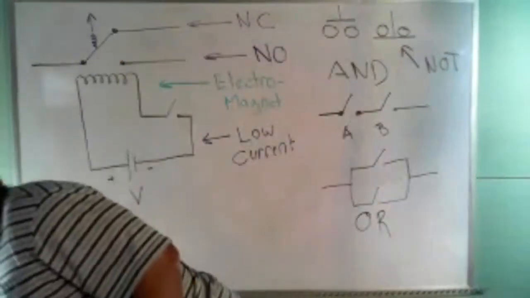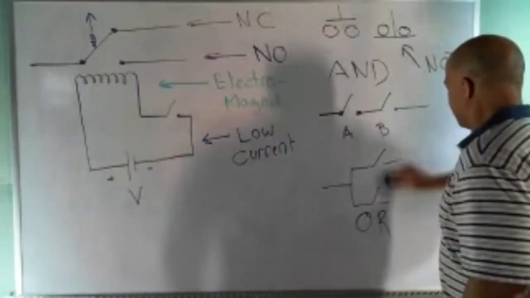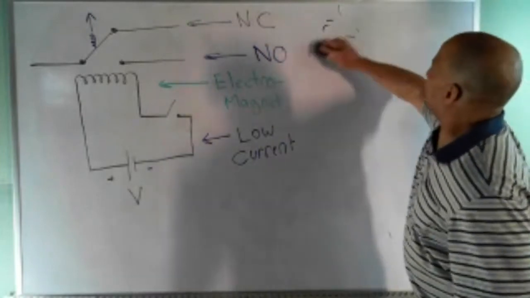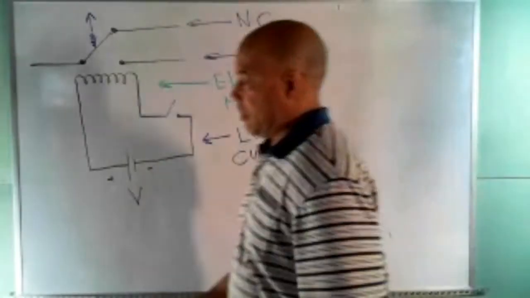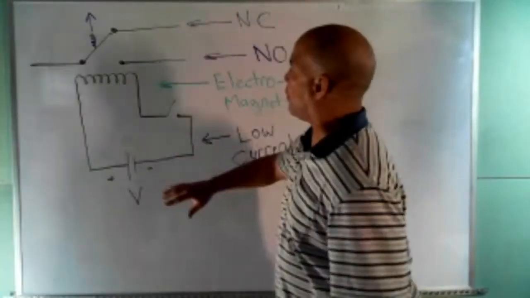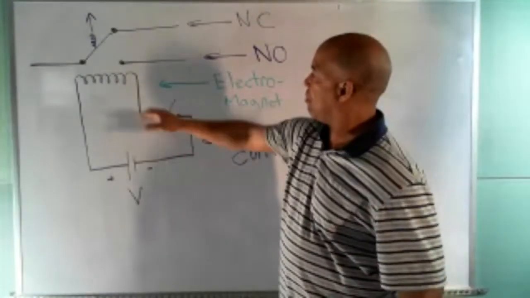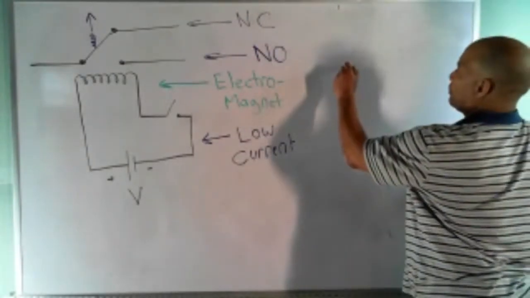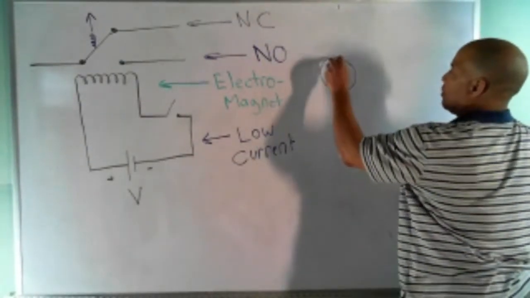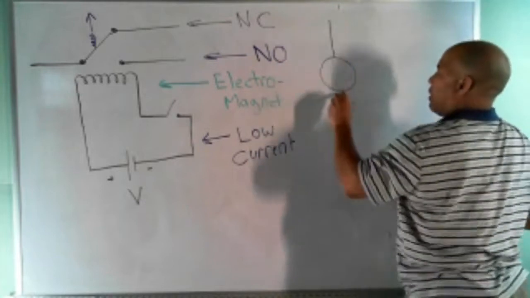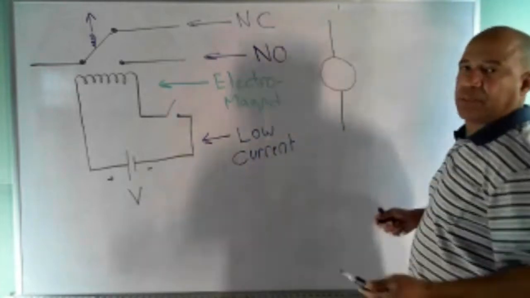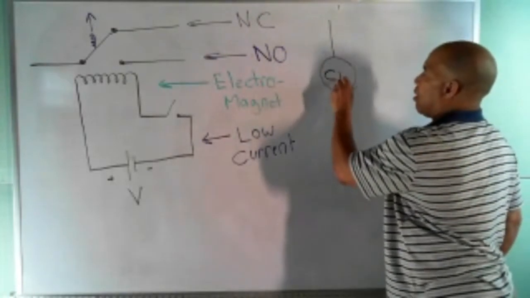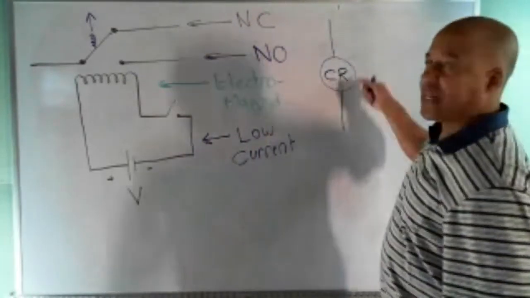So here's what we can do. What we'll do is, the relay has two parts to it. The coil, we're going to represent that coil like this. And we'll give it some kind of name. You can call it coil. I'm going to call it CR. And so if you see that symbol, that's a coil.